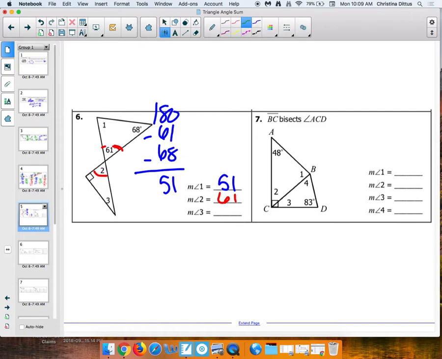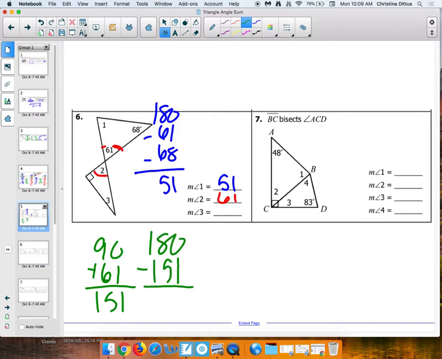And last one, how can I find 3? 90 plus 61 minus 180. If I add 90 and 61 together, I get 151, right? And then subtract that from 180. How much is left for angle 3? 29. Thank you. We're just cruising right along.